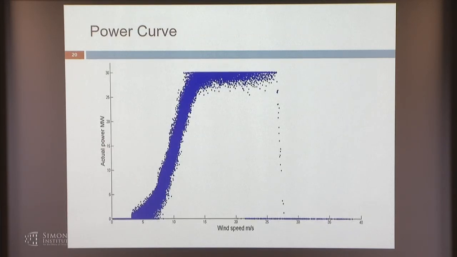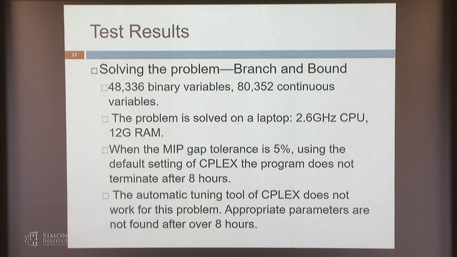And then once you have the wind scenario speed, you can convert it to power by using a static power curve conversion, which converts wind speed to power. So to solve that problem, it has 48,000 binary variables, 80,000 continuous variables. We solve it on a laptop with a MIP gap of 5%. It took us more than 8 hours, so that's not good.